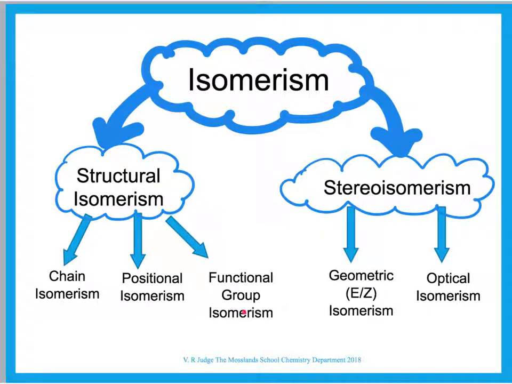Now, in year 1, you're going to concentrate on structural isomerism to begin with, so we're going to go through chain, position, and functional group now. You'll also deal with a little bit of stereoisomerism. We will also look at geometric isomerism, and that'll come at the end of this tutorial. Optical isomerism is saved for the start of year 2, so you don't need to worry about that one just yet.